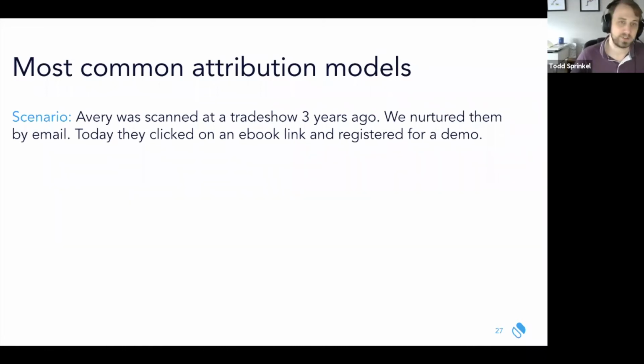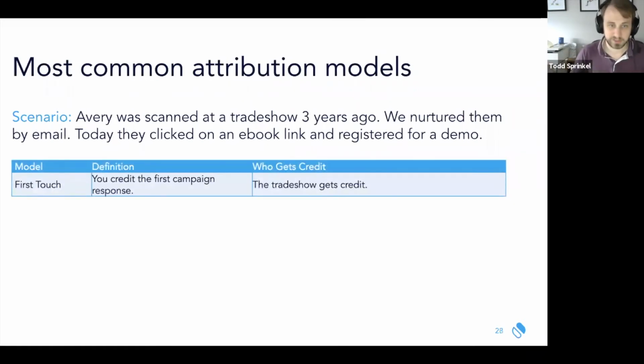So there are several common attribution models. Imagine in this scenario where we scan somebody at a trade show booth 3 years ago. Since then, they've been in our database. They haven't really been doing anything, but we've been sending them periodic emails. Then they click on a link to the ebook and then again register for the demo. How do we attribute this revenue?